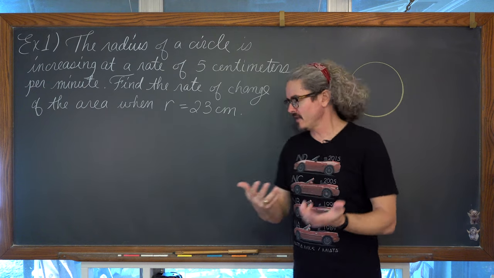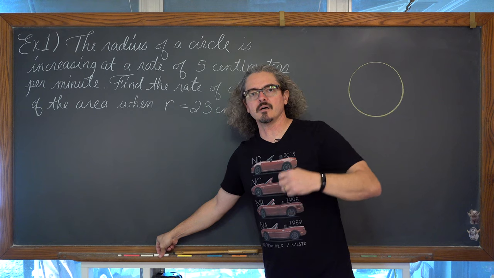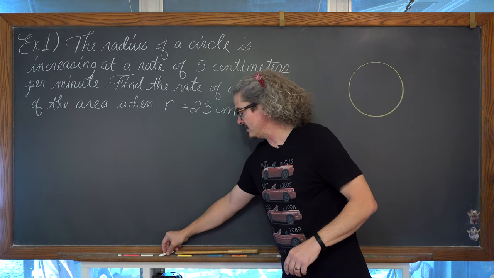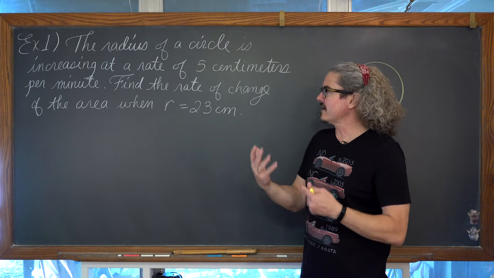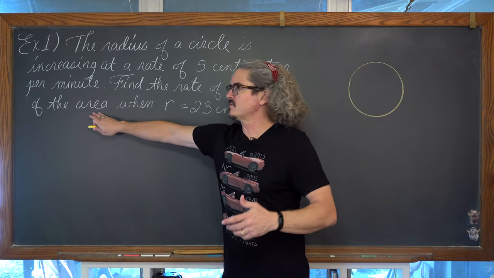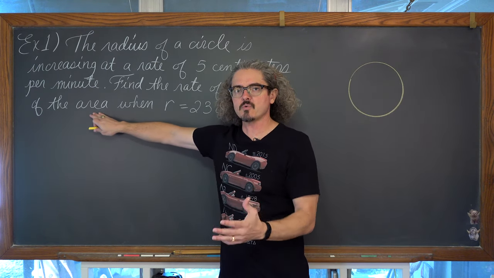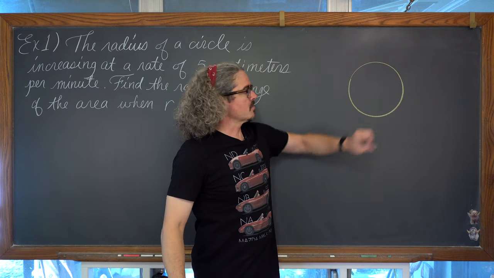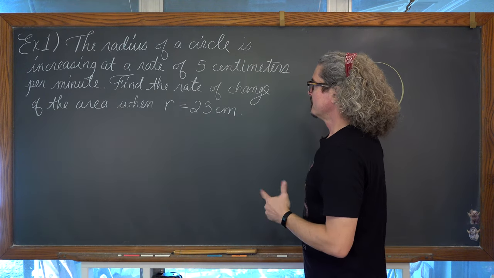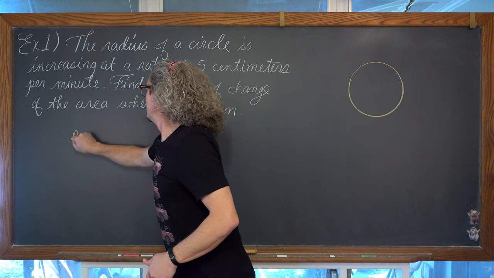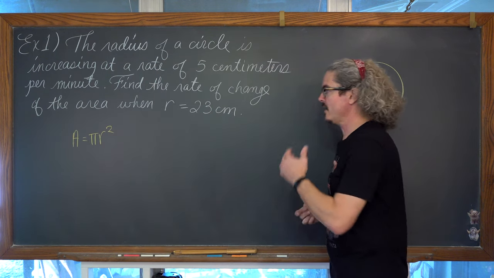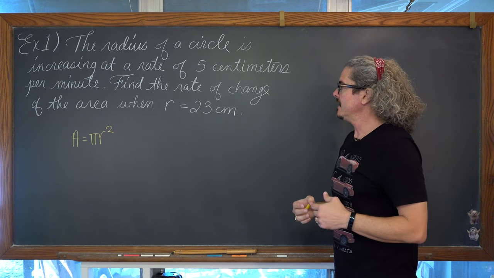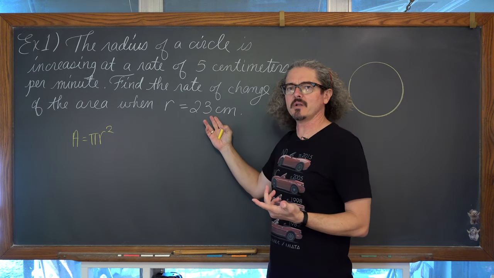That's kind of like how you start word problems and understanding how to proceed through them in mathematics. You look for a number, if you will, that is tied to a formula. So this question is about the area of a circle. So the area of a circle is pi r squared. Okay, we have an r value of 23.